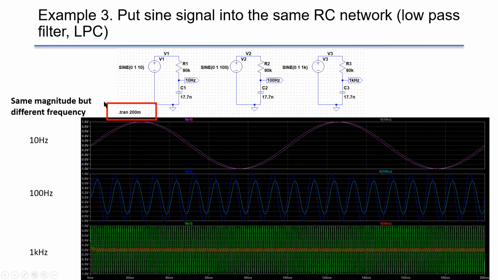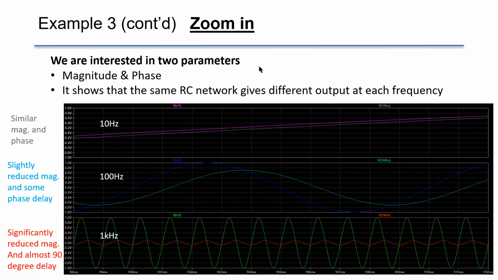If we run the time domain simulation, we can see that at 10 Hz, the input waveform in purple is very similar to the output signal in gray. But as the frequency increases to 1 kHz, the output signal is further attenuated and the phase delay is increased up to -90 degrees. Now let's zoom in and see more detailed information.